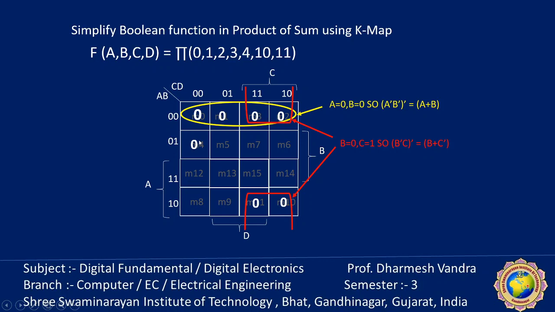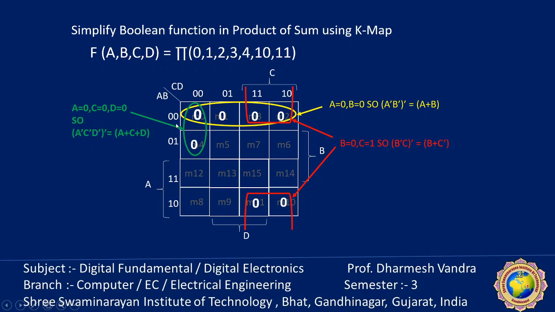Now one max term is missing, so we take this one with this group of two. The common thing is that A is 0, C is 0, D is 0. So it will become A dash, C dash, D dash. It is POS form, so we take the complement: A dash dash, A plus C dash dash, C plus D dash dash, D. So A plus C plus D.